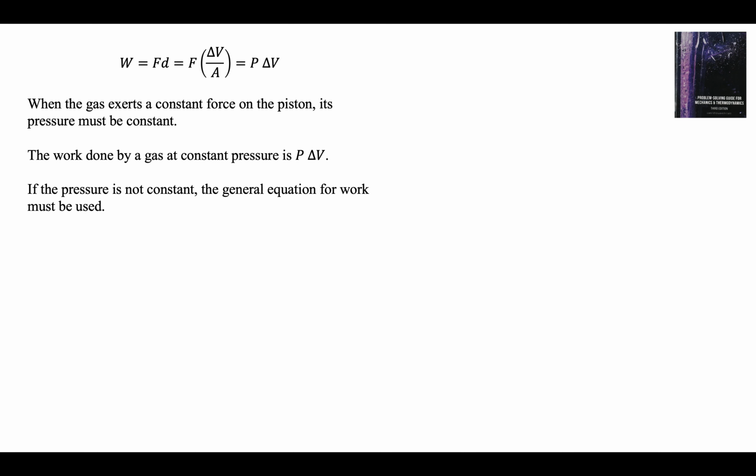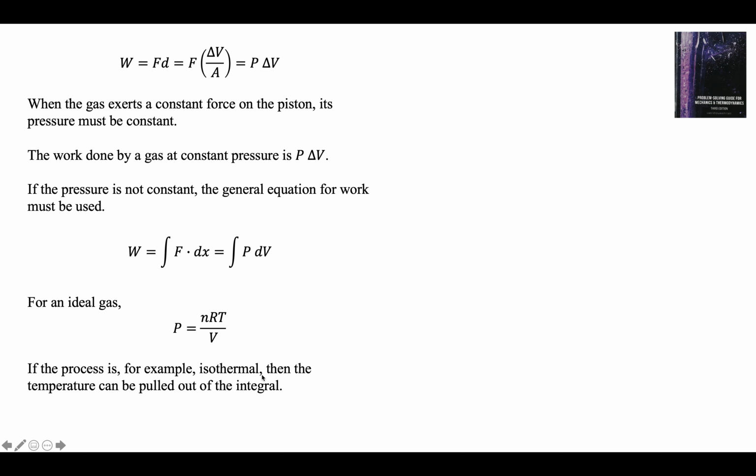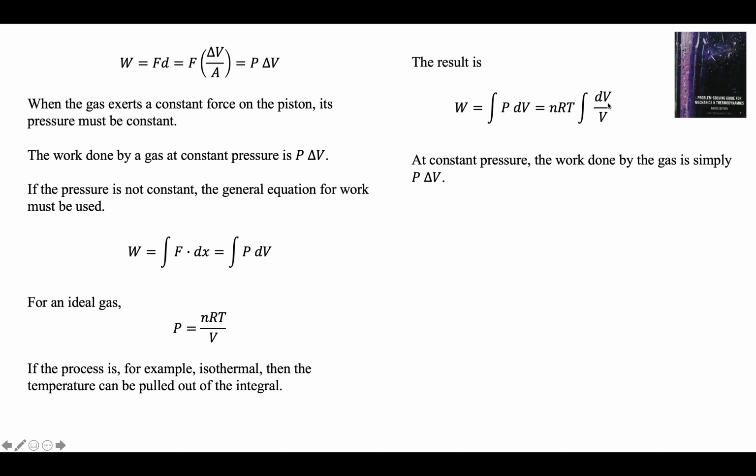If the pressure is not constant, you have to use the general equation, integral of F dot dx. So you have to integrate P dV. If the pressure is constant, you can pull it out of the integral, and the integral of dV is just delta V. But sometimes the pressure is a function of volume. So if this is the function, if it's isothermal, we can pull the temperature out. So now we have to integrate dV over V, and that's natural log of V. At constant pressure, though, the work done is P delta V.